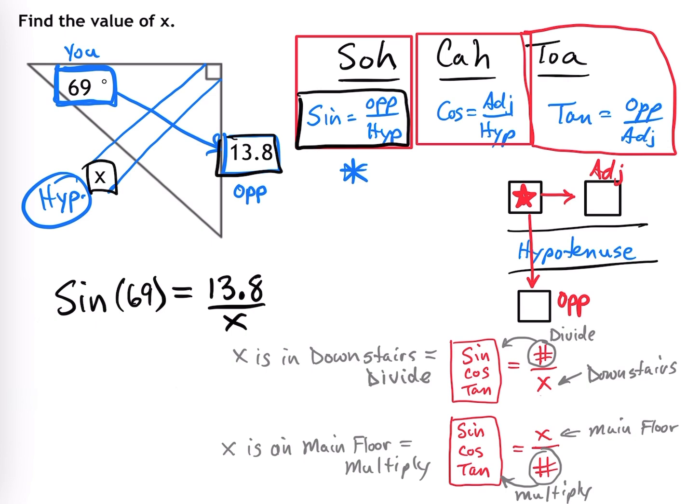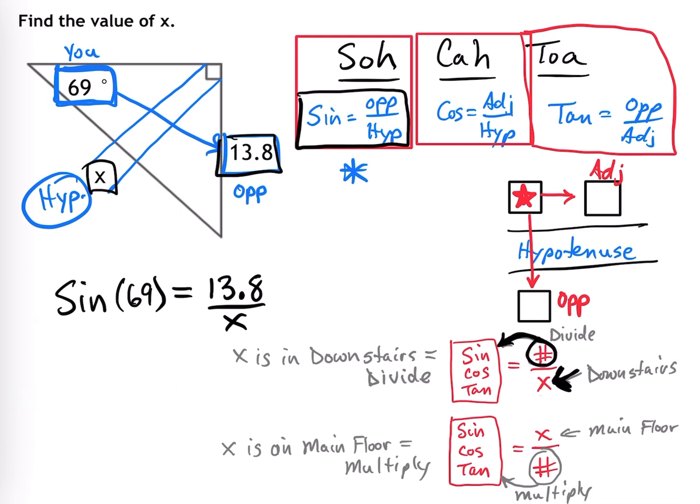So from here, the question is, how do you calculate this? Well, if the x that you have is in the denominator, or downstairs, like you see right here, then you're going to divide. You take the number that's in the top of your fraction and divide that by the sine, cosine, or tangent function.